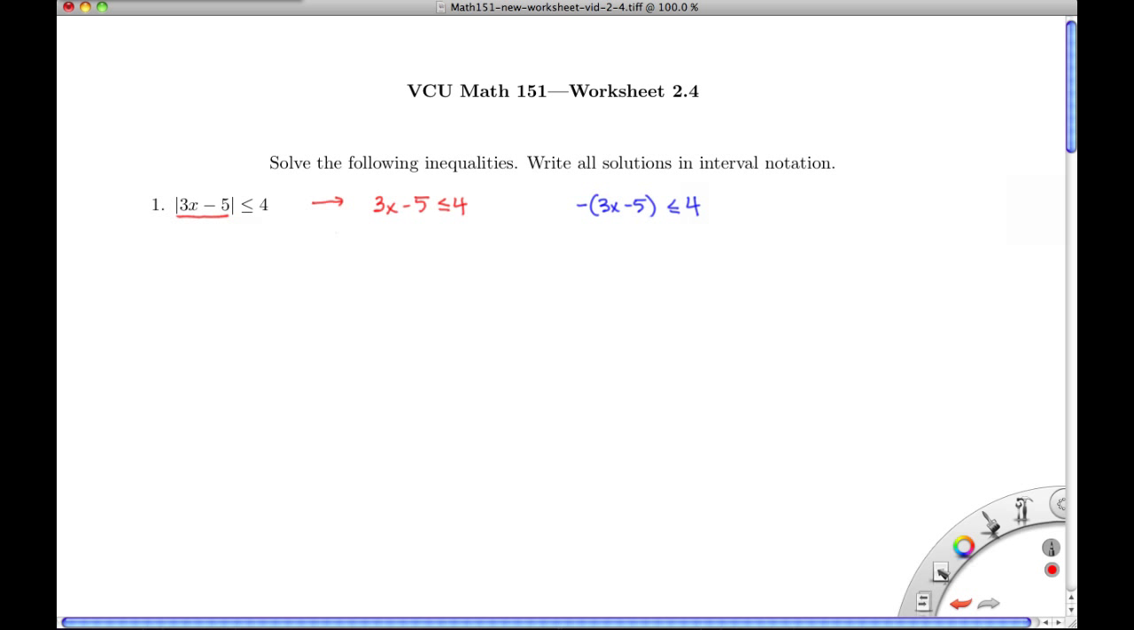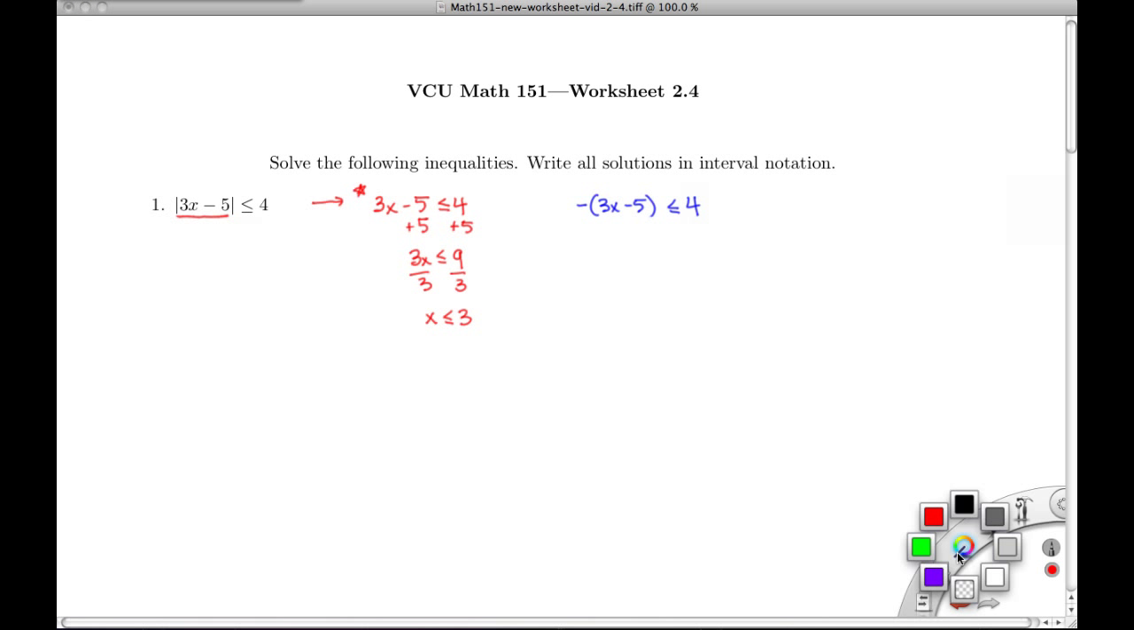So pretty straightforward. We just solve this for x. I'm going to go ahead and add 5 to both sides, which will give me 3x is less than or equal to 9. And then go ahead and divide both sides by positive 3. So that's going to give me x is less than or equal to 3. So those are the values of x that would satisfy this first inequality.